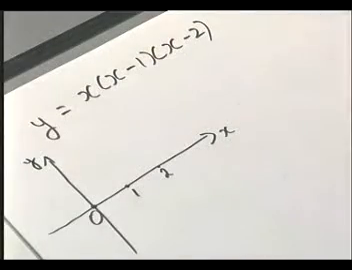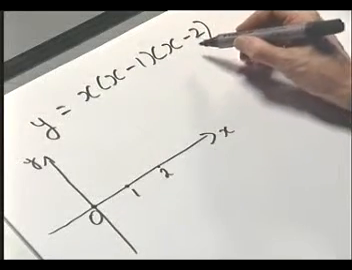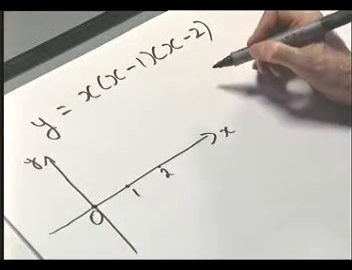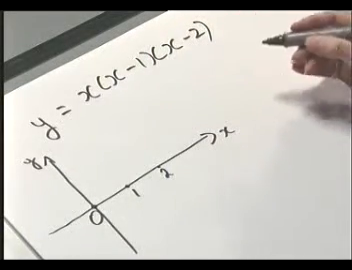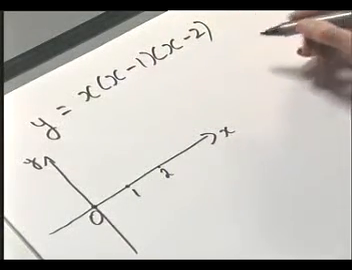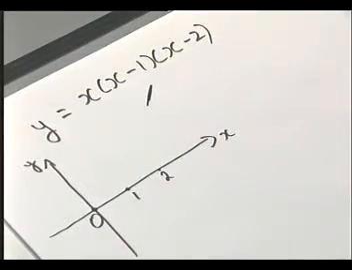What about when x is very large? What's going to happen to y? Well, when x is very large, x minus 1, x minus 2 are really very similar to x. So effectively, we've got x times by x times by x. In other words, if x is very large and positive, so must y be. So we've got a bit of curve there.